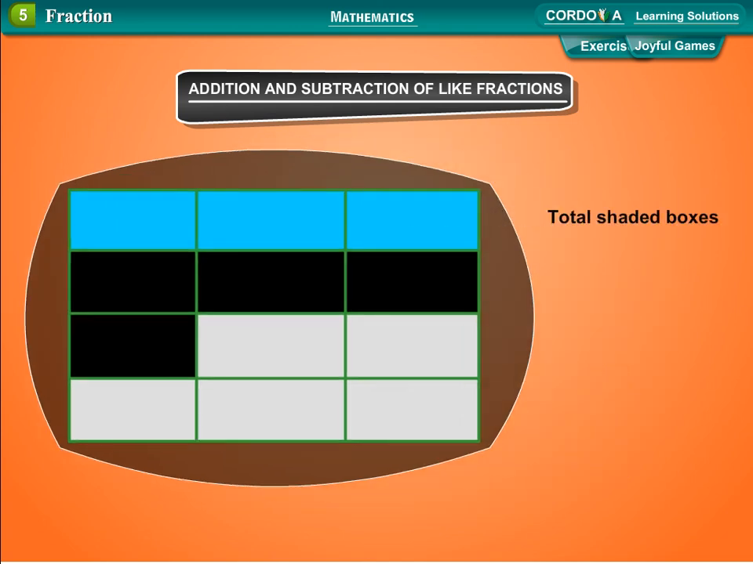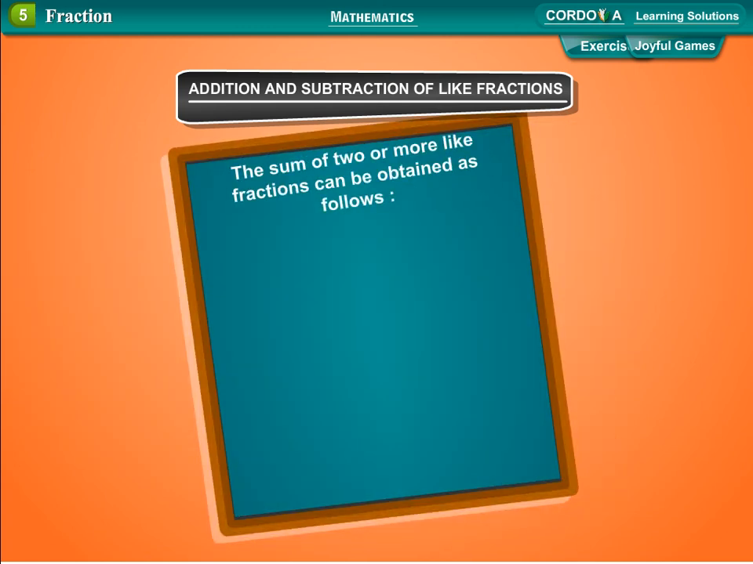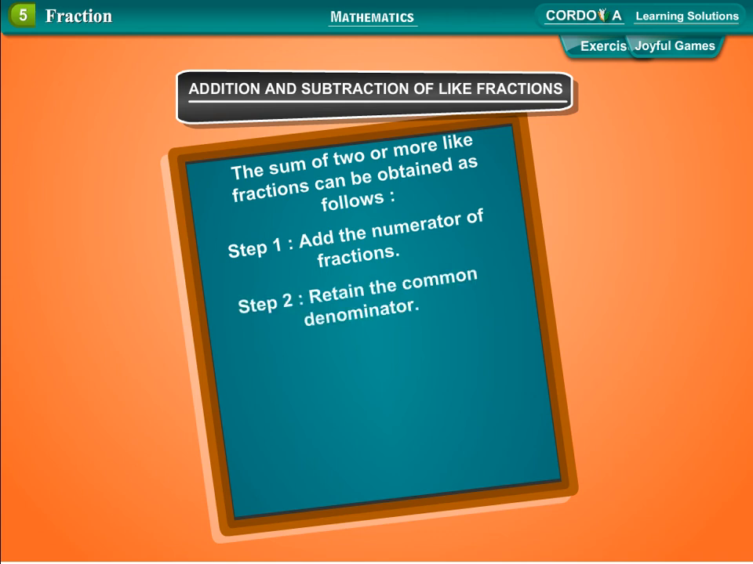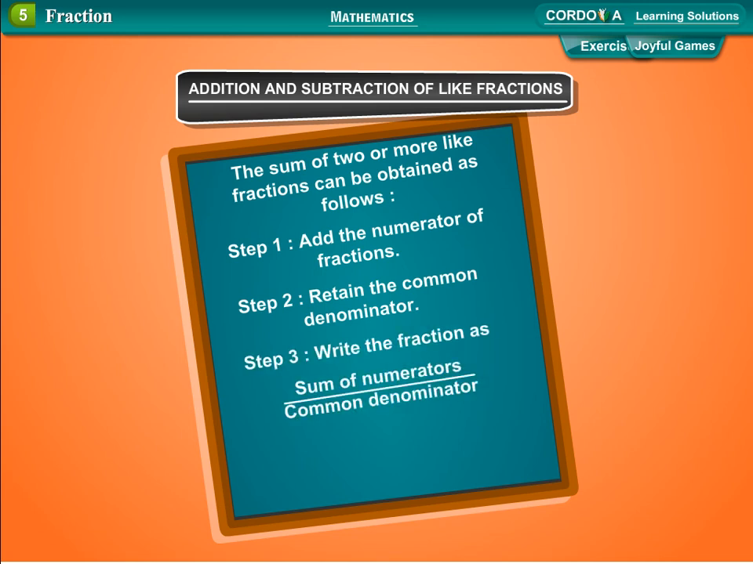Total shaded boxes is equal to 3/12 plus 4/12. Count the total shaded boxes in figure 1. These are 7 out of 12, that is, 7/12. Therefore, 3/12 plus 4/12 is equal to 7/12. The sum of two or more like fractions can be obtained as follows. Step 1. Add the numerators of the fractions. Step 2. Retain the common denominator. Step 3. Write the fraction as the sum of numerators upon the common denominator.